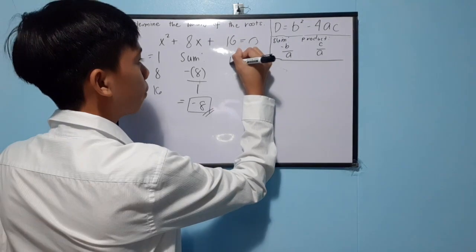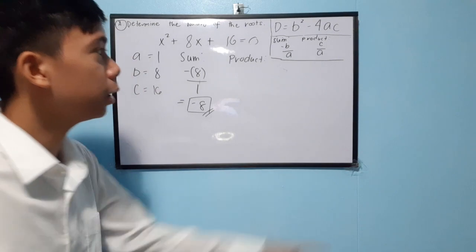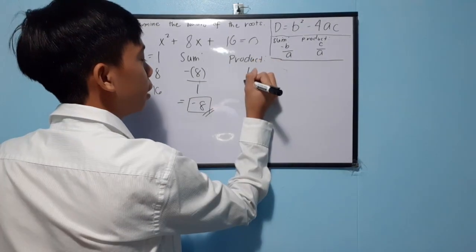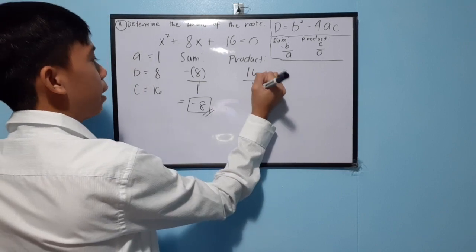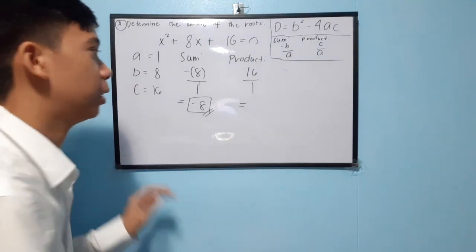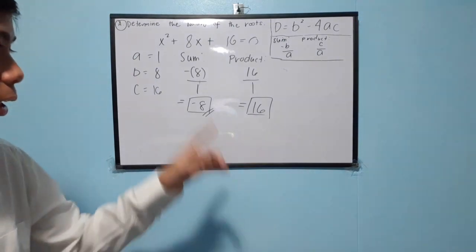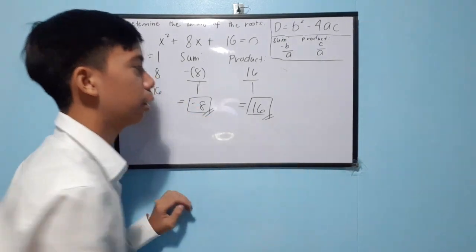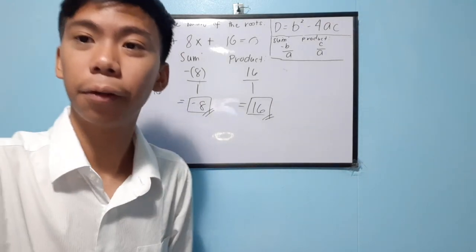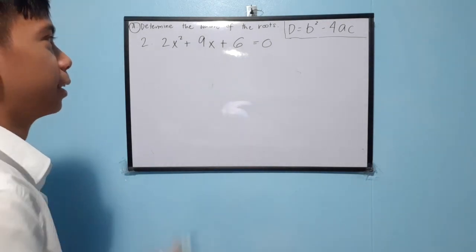Now, for the product. So here's the formula for the product. C is 16 over A is 1. So now, the answer for 16 over 1 is just 16. So here's the final answer for product. Let's move on to the next example. Our next example, we have 2x squared plus 9x plus 6.